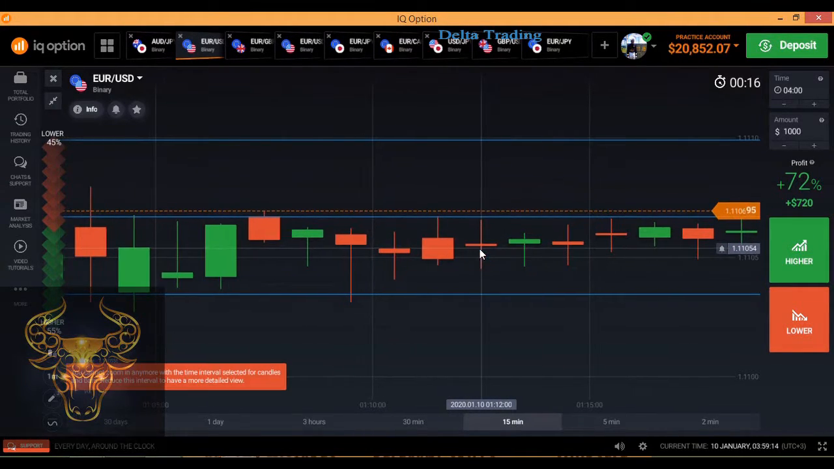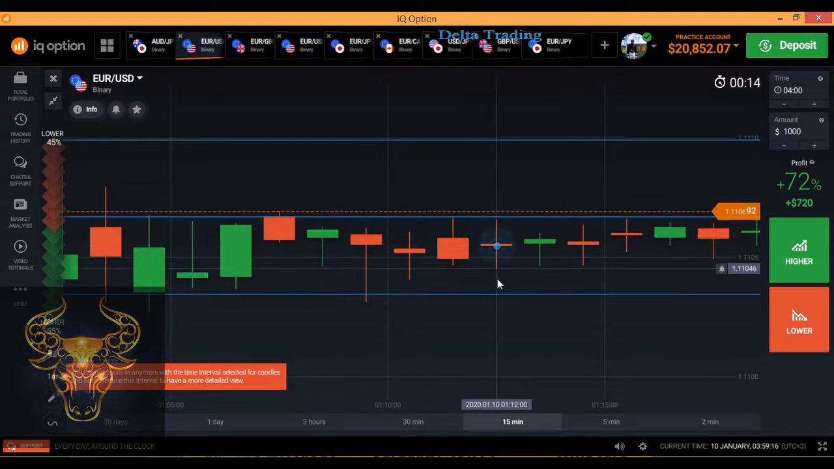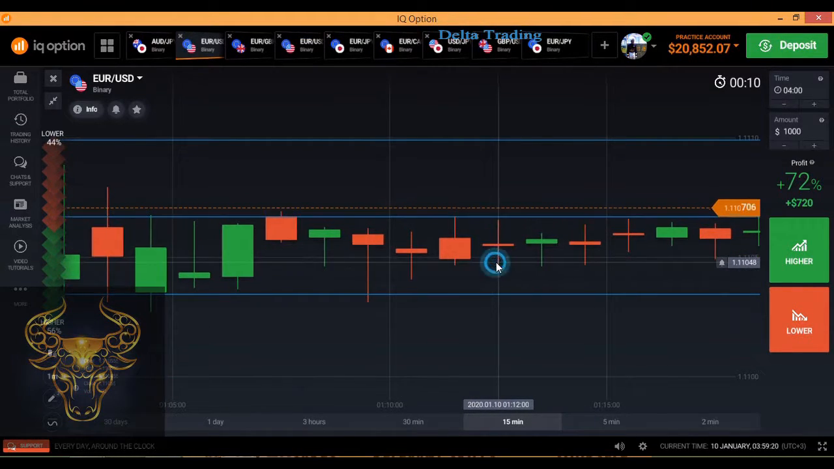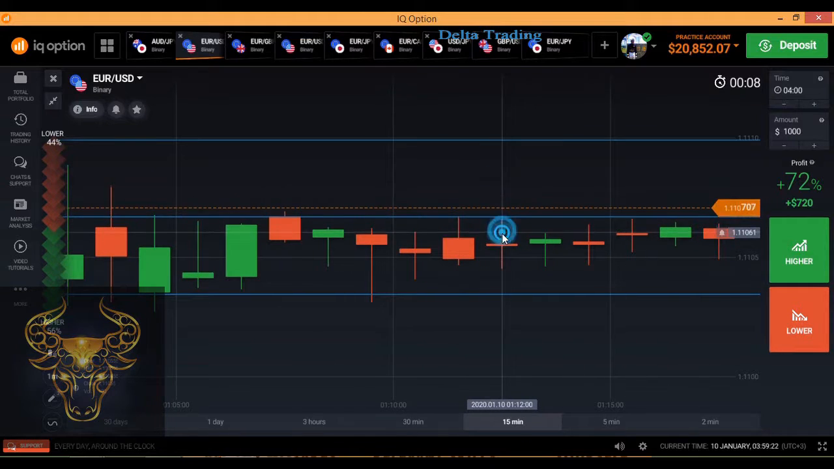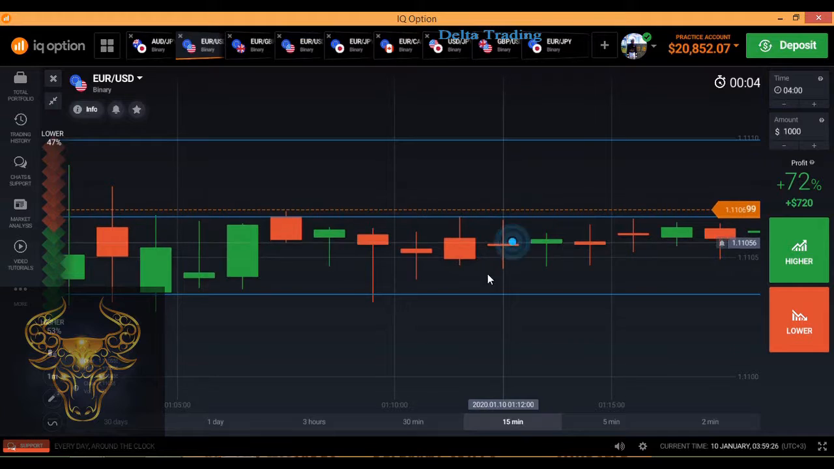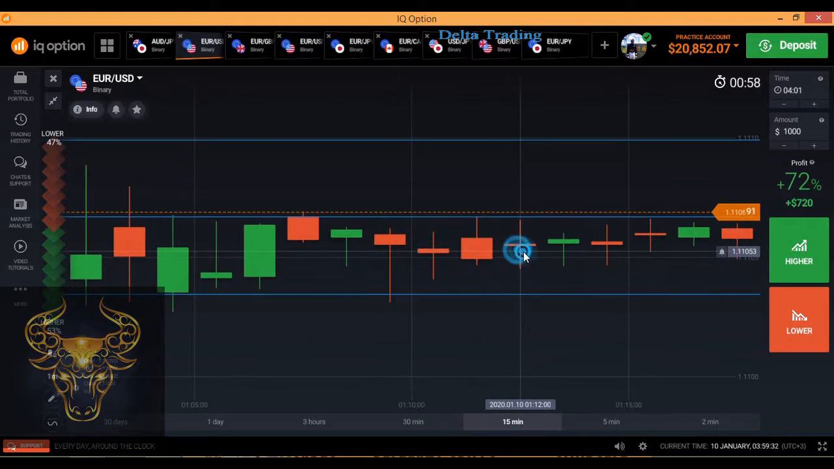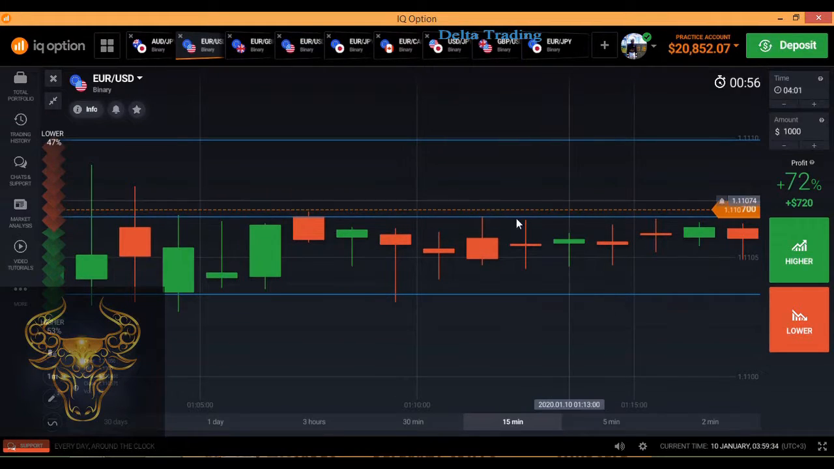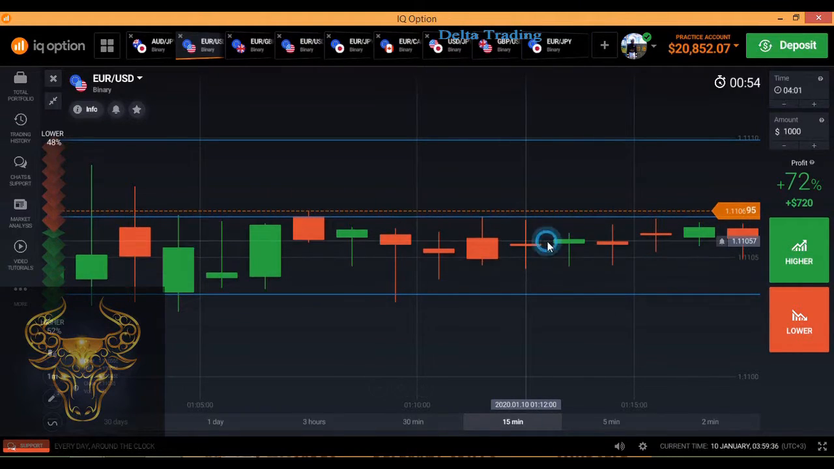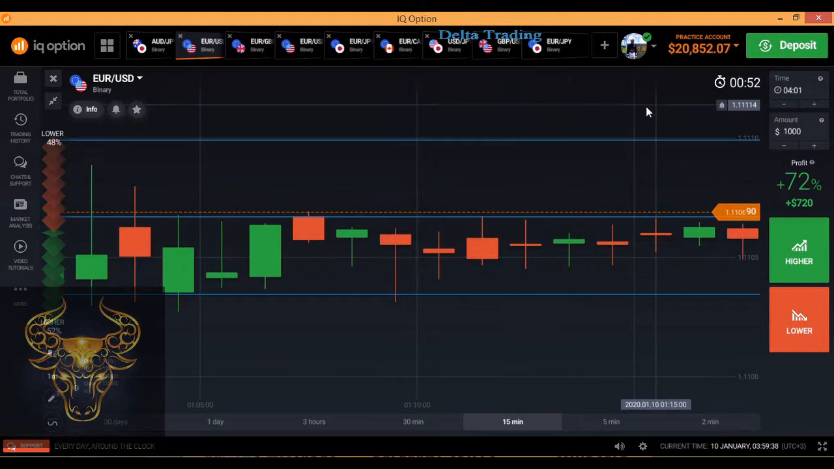So what happened? They don't create anything, because the force acting from below and the force acting from above are most likely at the same pressure. That's why they create this kind of cross, which is what we call a doji or indecision candle, which means that the next candle shall be going up or shall be going down.